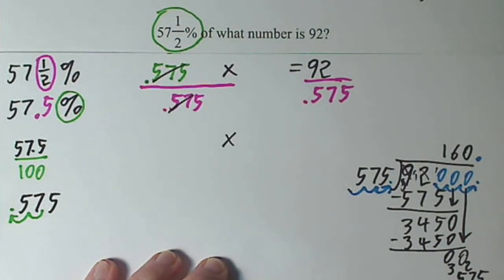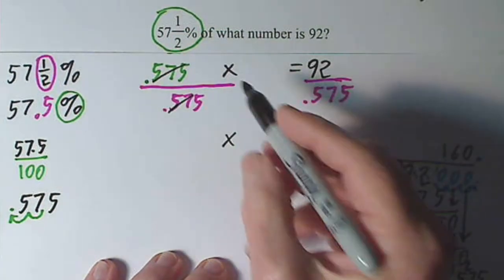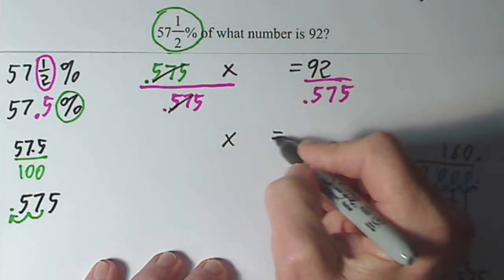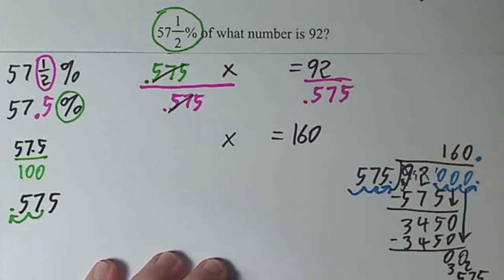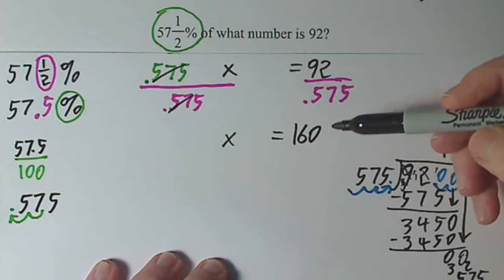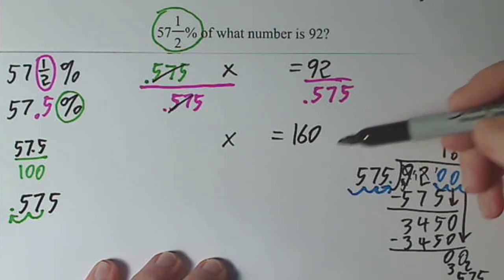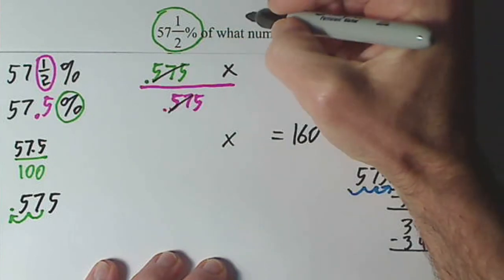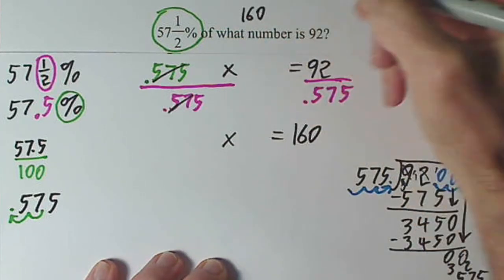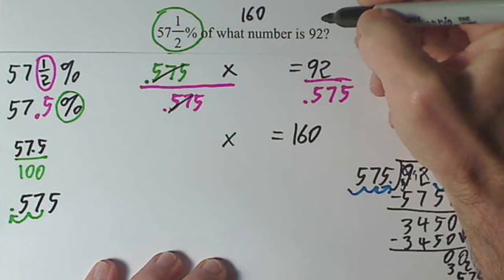So, sliding this back, you solved x equals 160. And it's a good idea to see if this answer makes sense. 57.5% of 160 is 92. Does that make sense?